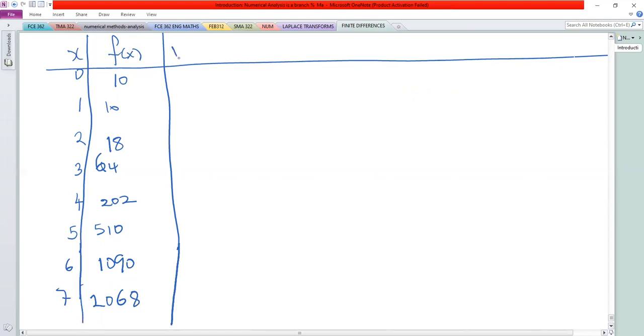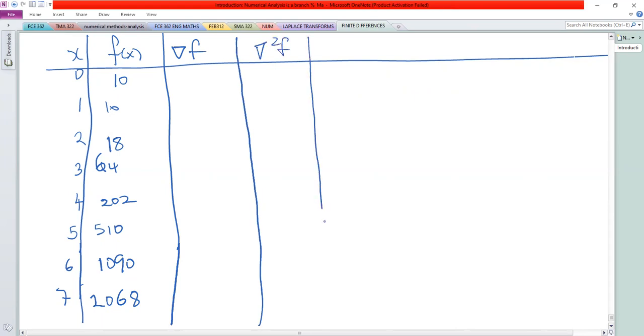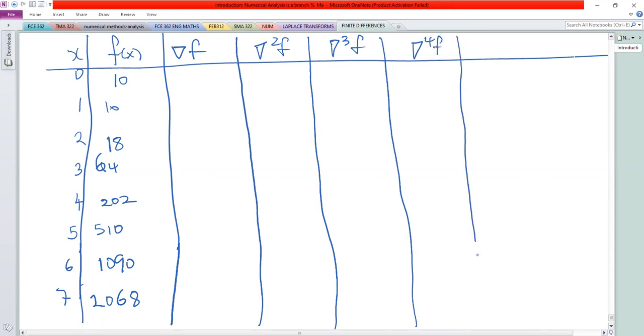Then this will be the first backward of f, second backward of f, third backward of f, fourth backward, fifth backward, and then sixth backward.